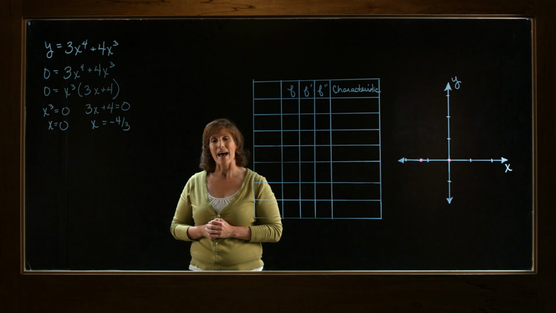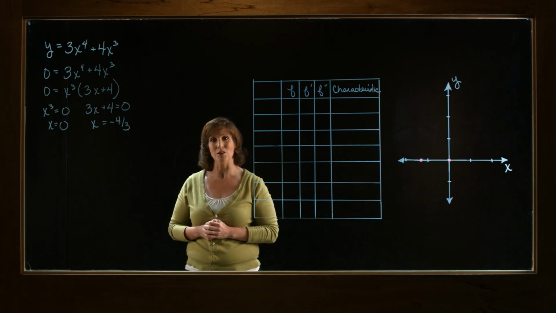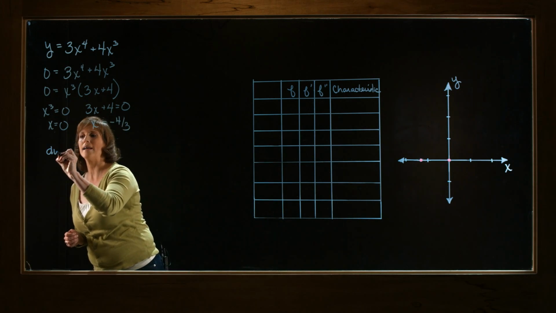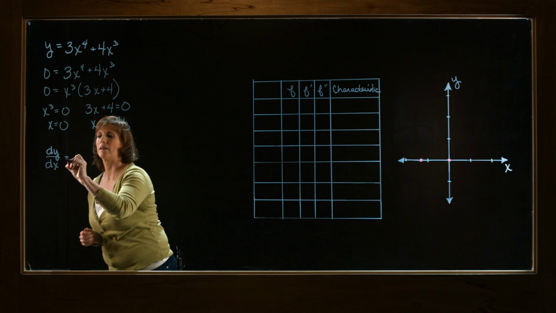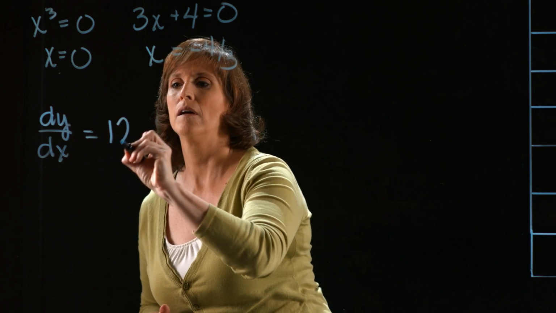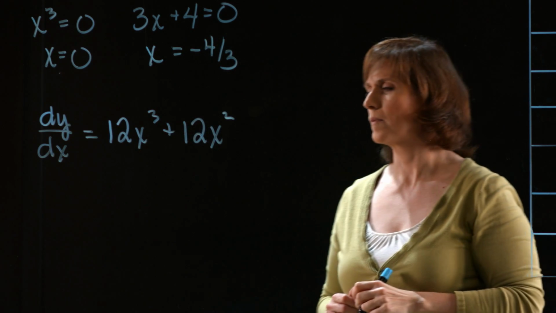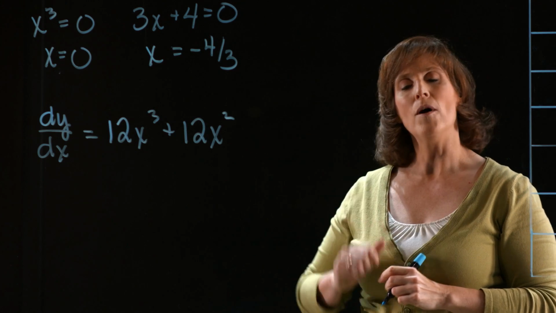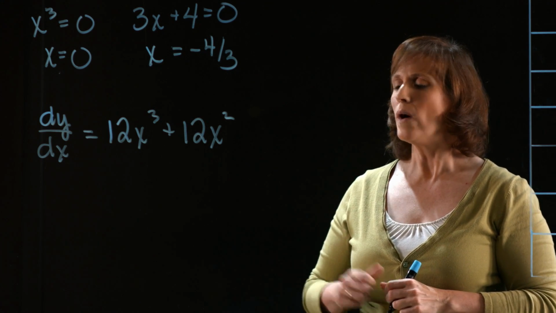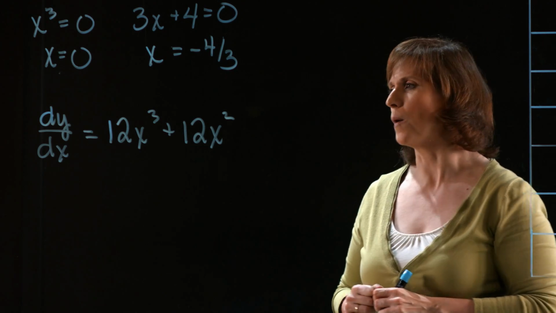So the first thing we're going to look at is when is the graph increasing and when is it decreasing? In order to determine this, we need to look at the first derivative. So let's find dy dx. The derivative is going to be 12x cubed plus 12x squared. I want to know when this derivative is 0 and when it's undefined, to find the critical numbers. Well, it's a polynomial, so it'll never be undefined, so I can concentrate on when does it equal 0.